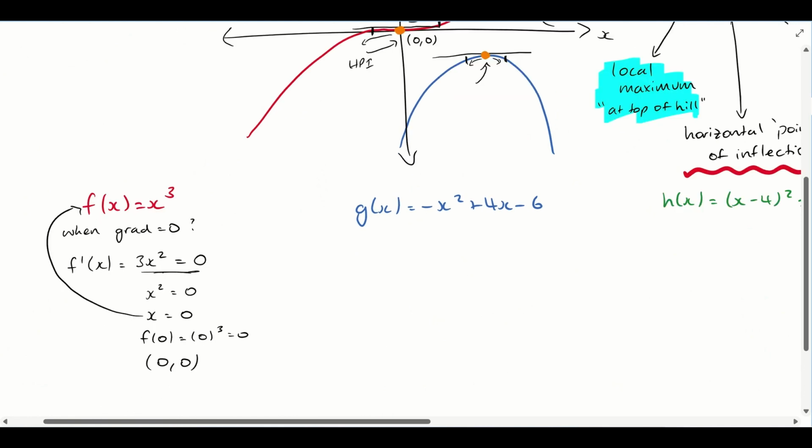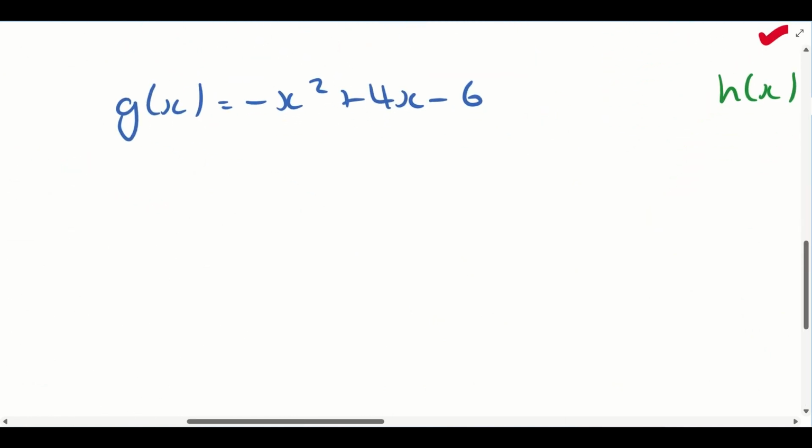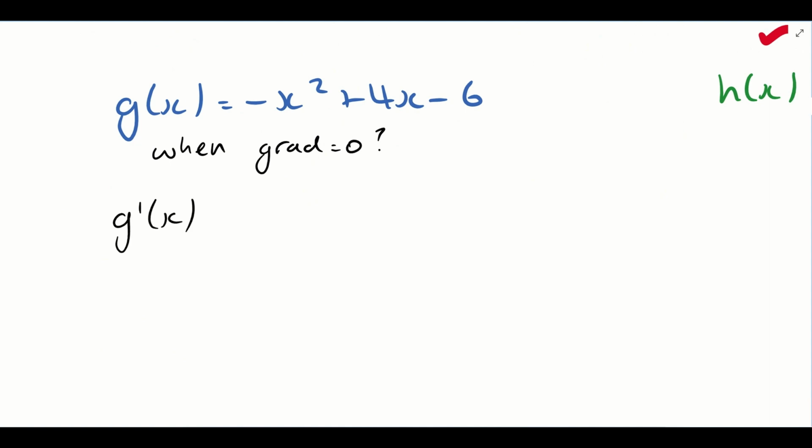And for our blue one, okay, again, we're looking when the gradient is equal to 0. That's going to tell us our critical points. When does the gradient equal 0? Well, that's going to equal 0 when the derivative is equal to 0. Okay, so the derivative of g of x is equal to negative 2x plus 4. And then that minus 6 turns into a 0, so we're not going to worry about writing that in. And we want to know when that is equal to 0. So solving this part of the equation again here.